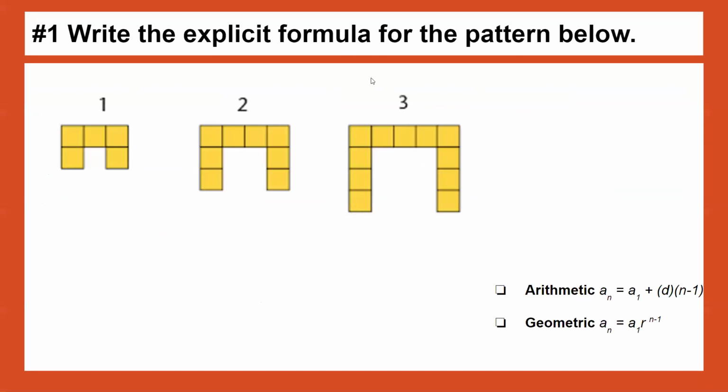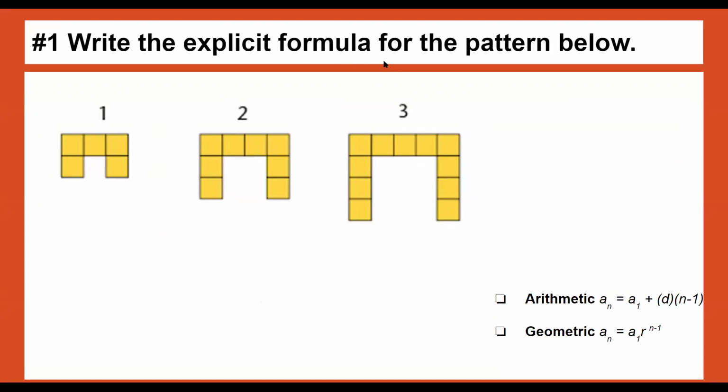All right, so let's write the explicit formula for this pattern. So the first thing that we need to do is identify how many terms, or how many squares, are in each image. So I have 5 squares in the first. In the next, I have 1, 2, 3, 4, 5, 6, 7, 8. And then in the last, I have 1, 2, 3, 4, 5, 6, 7, 8, 9, 10, 11. So this shows that we're adding 3. So that means that I'm going to have an arithmetic sequence.